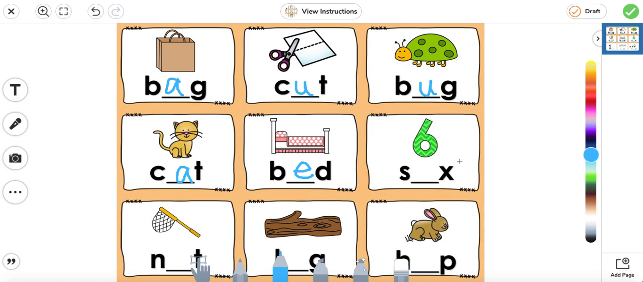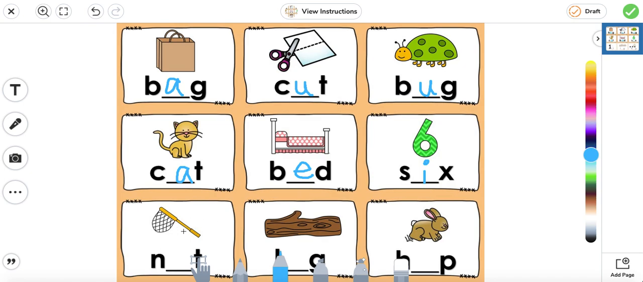What do you see in this picture? The number 6. Let's sound it out. S, i, x. What's the middle sound? I. What letter makes the i sound? I. Let's look at our next picture.